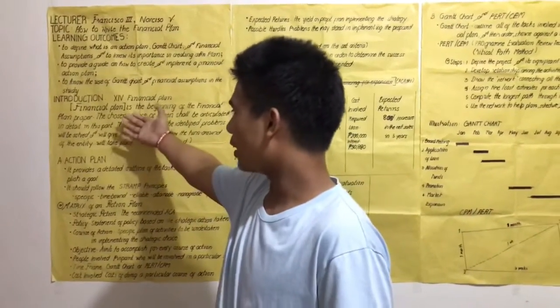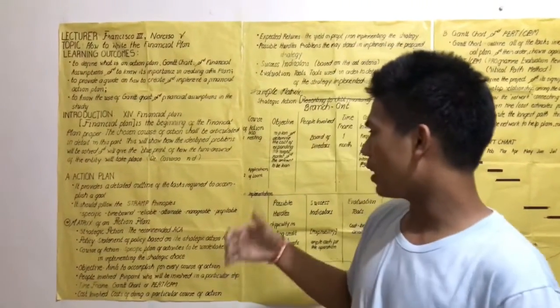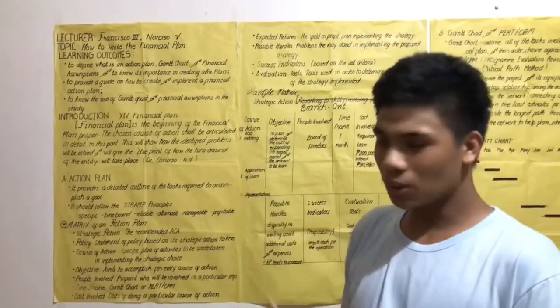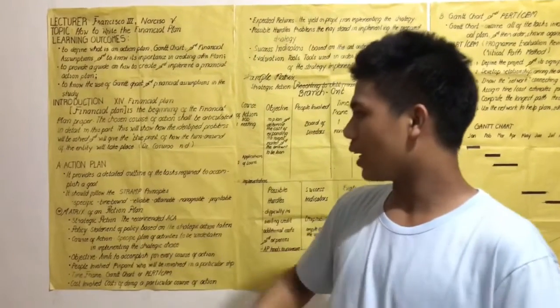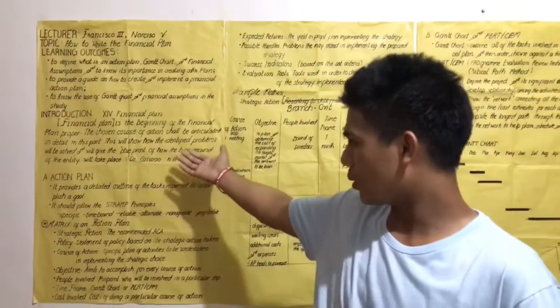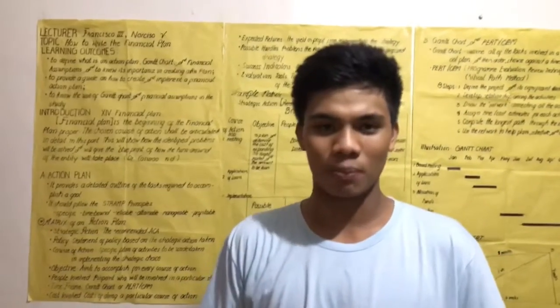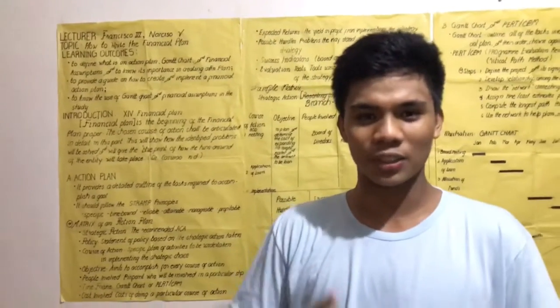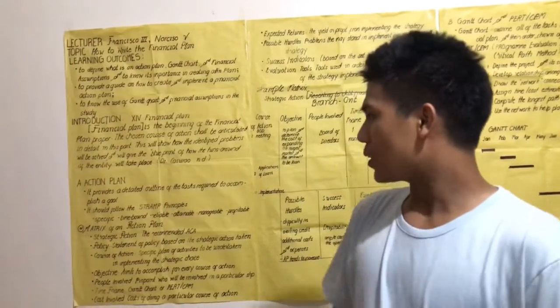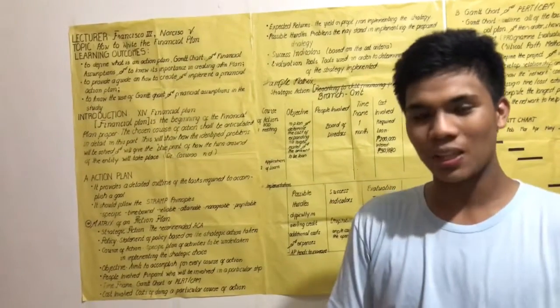So title 14 is the financial plan. This part is already the beginning of the financial plan proper. After conducting various interviews and surveys, after analyzing the company both internally and externally, and after constructing the SWOT analysis, in this part, the chosen course of action will be articulated in detail. This chosen course of action will serve as a blueprint in addressing or solving the problem of the company. So in this discussion, we will deal with three parts.